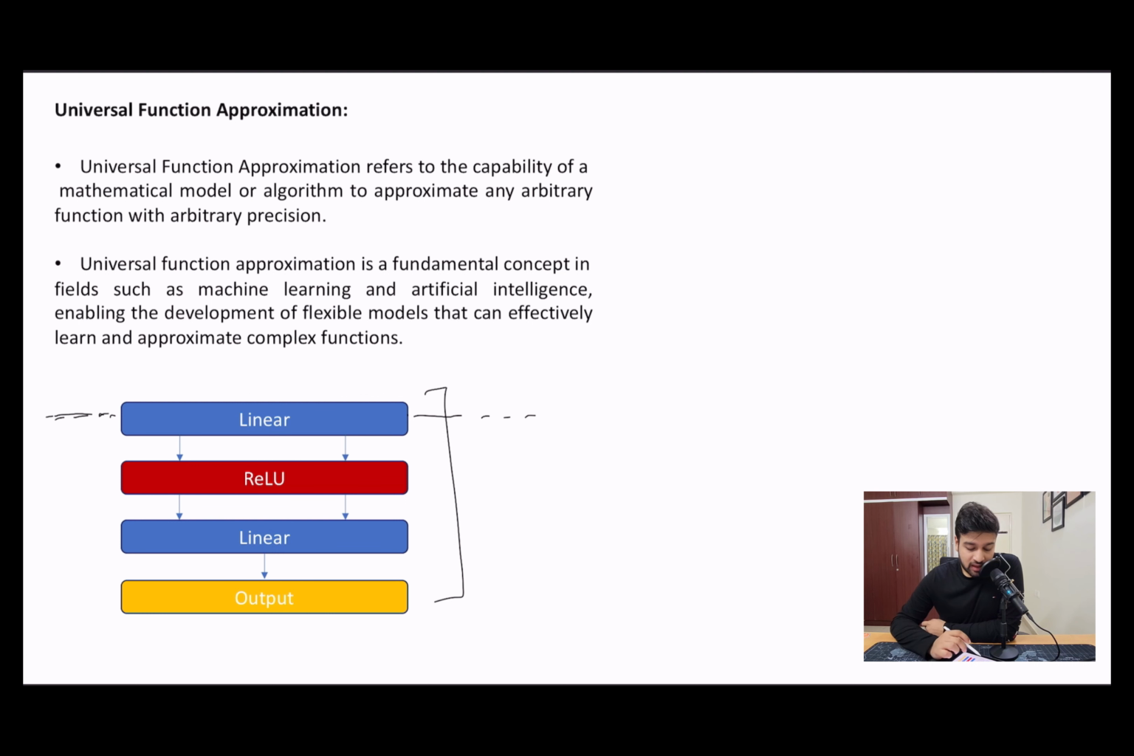So universal function approximation is a fundamental concept in fields such as machine learning and artificial intelligence. It enables the development of flexible models that can effectively learn and approximate complex functions, right? So it is a very, very important achievement in the field of machine learning, which is universal function approximation, which, as the name suggests, means you can approximate any function in the universe of functions.